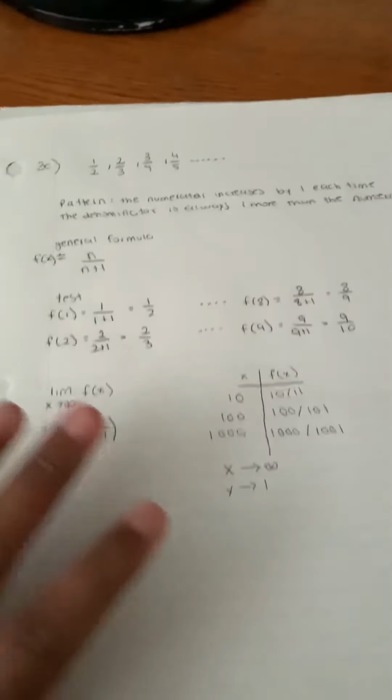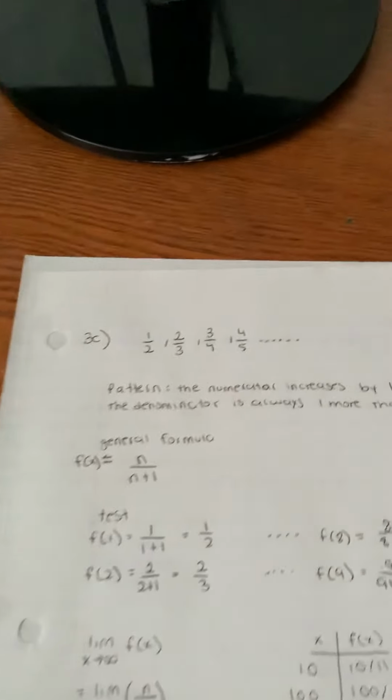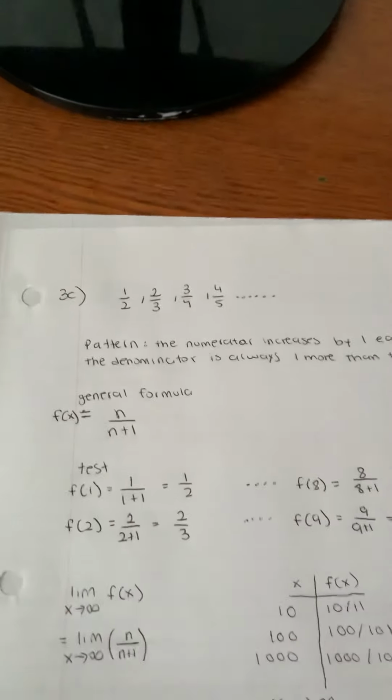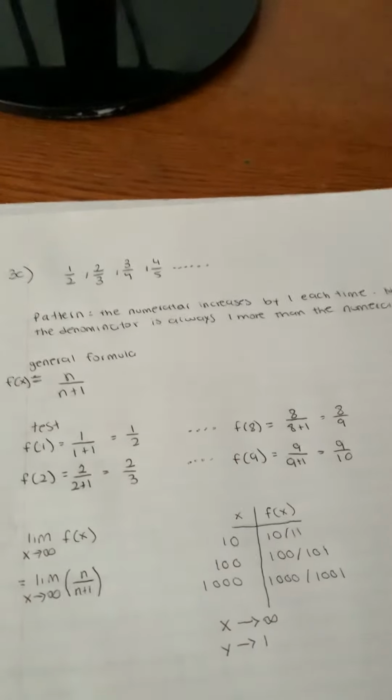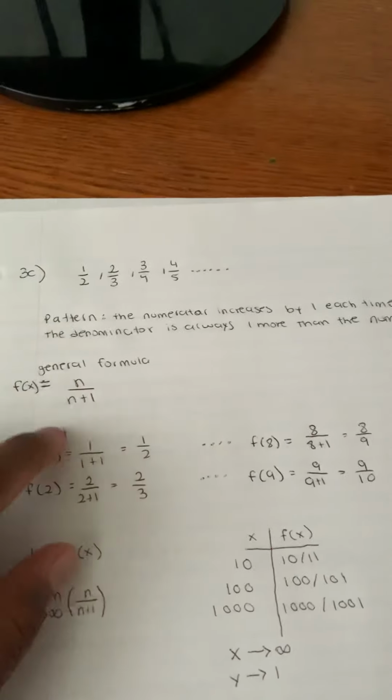After investigating all this, the last part of this question asks us to create our own series. I just came up with this one: 1 over 2, 2 over 3, 3 over 4, 4 over 5. From what I learned from investigating the other two, first you want to find a general formula or pattern. And what I found was this.